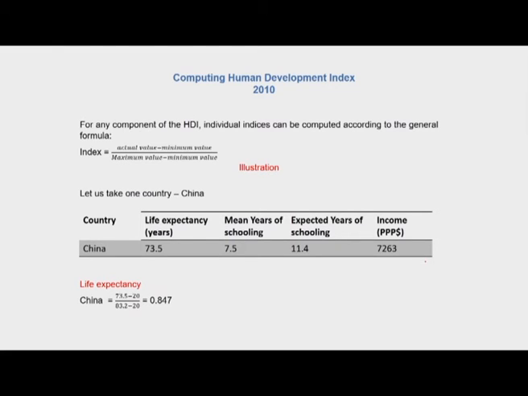So this is an illustration for computing the HDI based upon the 2010 indicators. Here I have taken the example of China. The index is calculated as such, as we have been seeing. The actual estimates of life expectancy, mean years of schooling, expected years of schooling and income are as follows. For China, 73.5, 7.5 mean years of schooling, expected years of schooling 11.4 and income 7,263. So the life expectancy index is calculated as follows: actual minus minimum divided by 83.2 minus 20. You would see that the minimum for life expectancy has also been brought down compared to 2009, where it was 25 years.